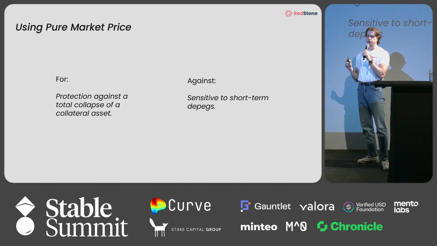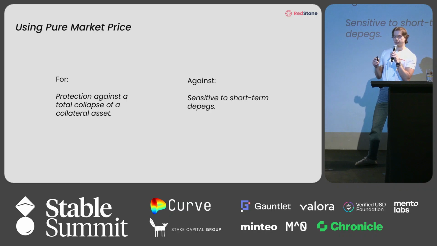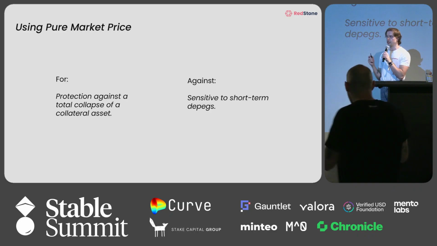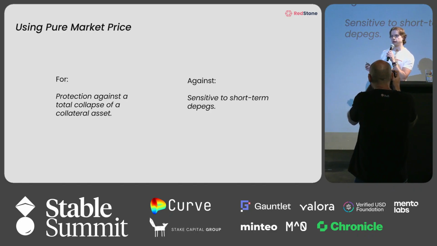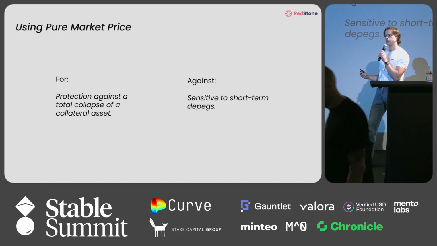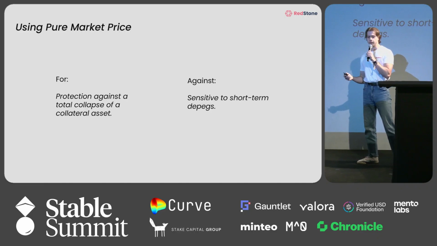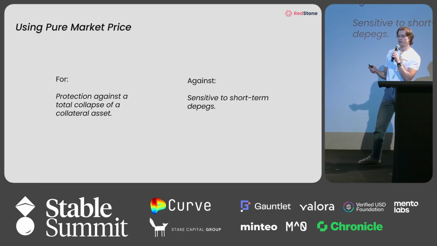Now, how do we price a correlated asset then? Well, if we try to do it with the standard market price, there are benefits and drawbacks to that. The main benefit is that if the asset goes to 0, you are going to know about this as a protocol. You are going to be able to liquidate the collateral and avoid bad debt. Now, the probability of such a scenario is fairly low. It's probably close to 0.